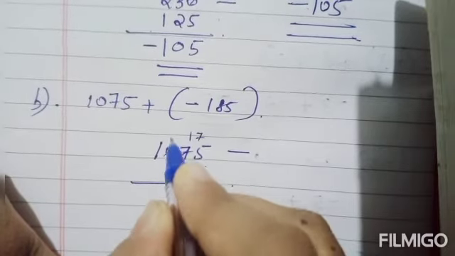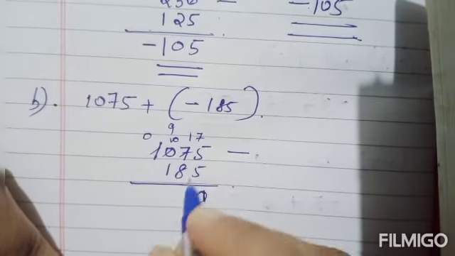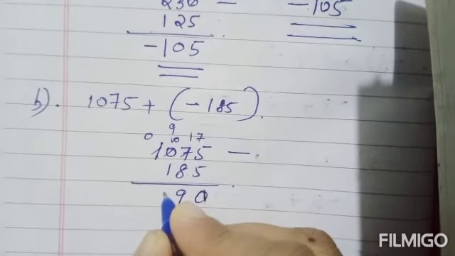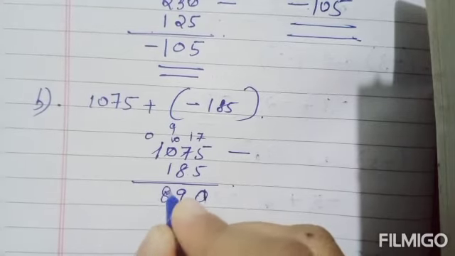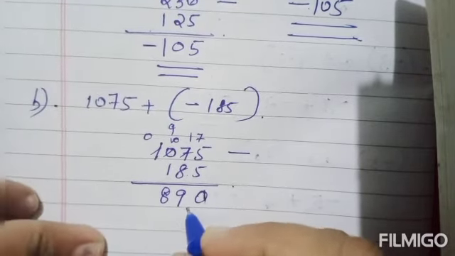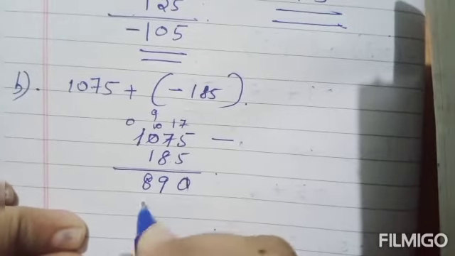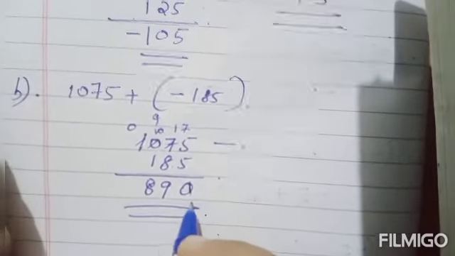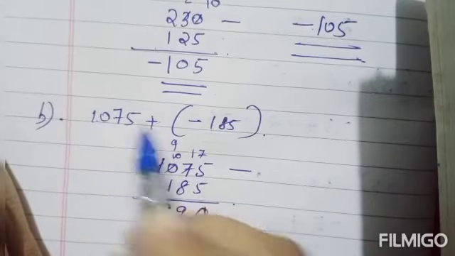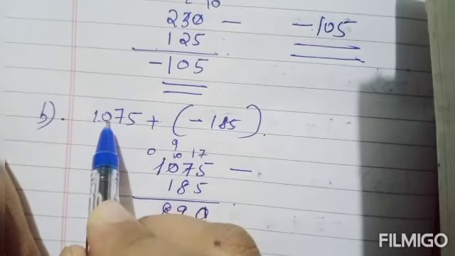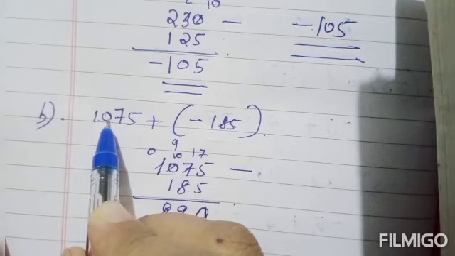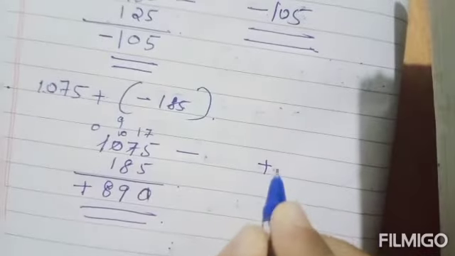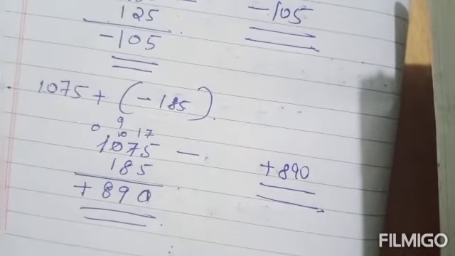Now here 17, here 10, then 9, here 0. 8 to 17, 9. Now here 8 you will get. Okay. So 890 you got. But what will be the sign of 890? Here among 1075 and 185, 1075 is the greater number. Okay, its sign is positive. So the answer is plus 890. This will be the answer.